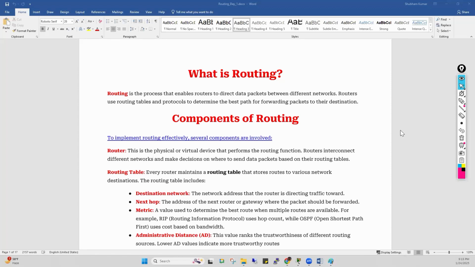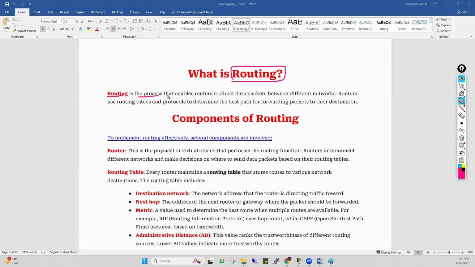Okay. So in today's class, we are going to start our new topic, that is routing. First of all, we need to understand what we mean by routing. Routing is basically made up of the word route. So routing is a process by which we forward our data, our packet, from one network to another network.